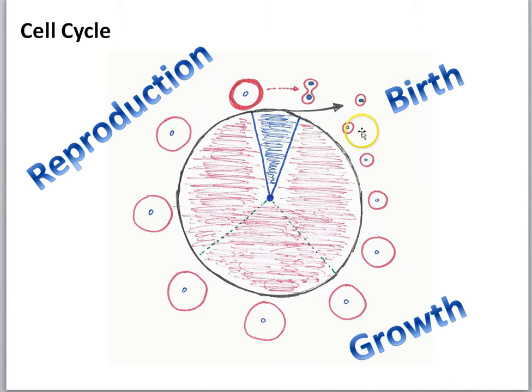But here we go. So a cell is born, and then it will go through a growth phase, and if it's lucky, if it survives and escapes predators, etc., it might get to reproduce. So we have birth, growth, reproduction, birth, growth, reproduction. And that's what's going on out there in the world.